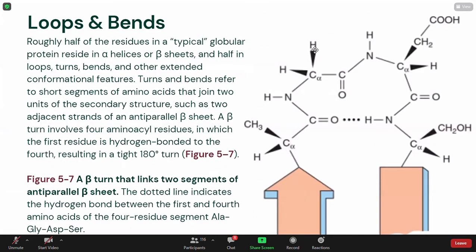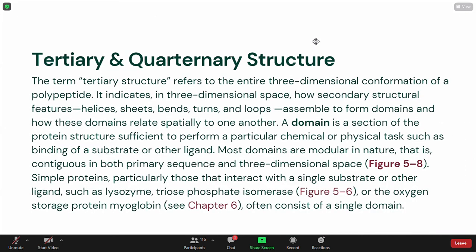So loops and bends are important here. What amino acids are located at the bend or in the loop? They are usually small amino acids. And the smallest is of course your glycine. Well, you can also consider serine or alanine. So these are small. But the smallest is of course your glycine.